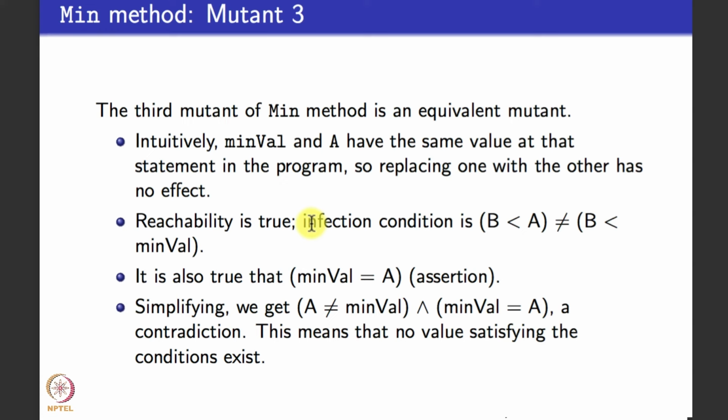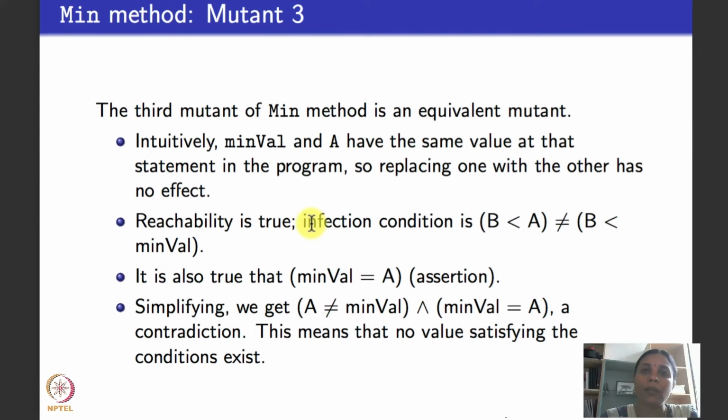Let's understand what the reachability, infection and propagation conditions are for that mutant. I believe that it will not have a bigger change, because if you see just before that in the program, the value min val was assigned to A, right? So min val and the variable A have the same value at that statement in the program when that if statement is executed. So even normally you should understand that replacing one with the other in the if statement should not have any effect. Which means what? Let's look at how it reflects on the reachability, infection and propagation conditions.